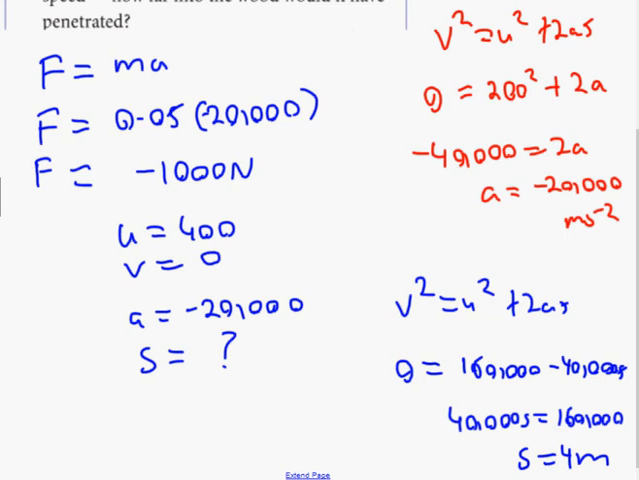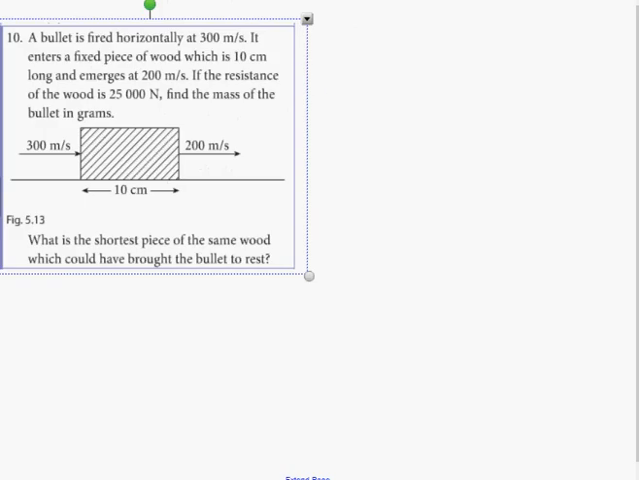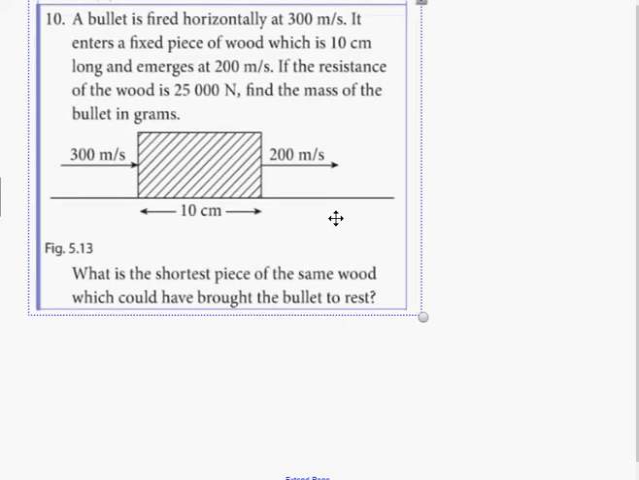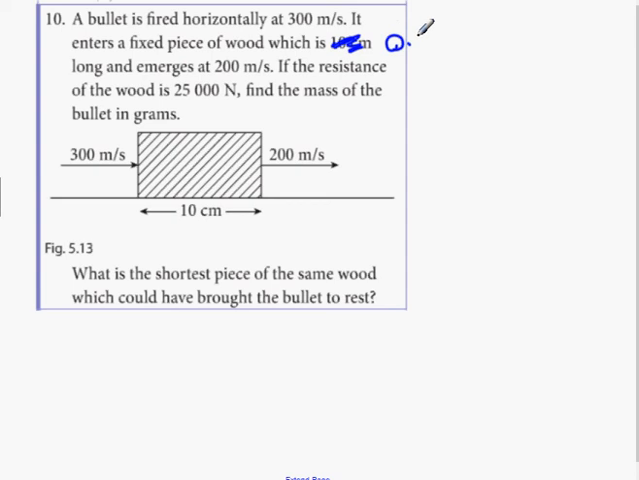Moving on. This is our first honours question today. The rest of them were, unfortunately, only pass level applied maths. So a bullet is fired horizontally at 300 meters per second. It enters a fixed piece of wood which is 10 centimeters long. That 10 centimeters has to go. It's now going to be turned into 0.1 meters. Emerges at 200 meters per second. The resistance of the wood is 25,000 newtons. Find the mass of the bullet in grams.